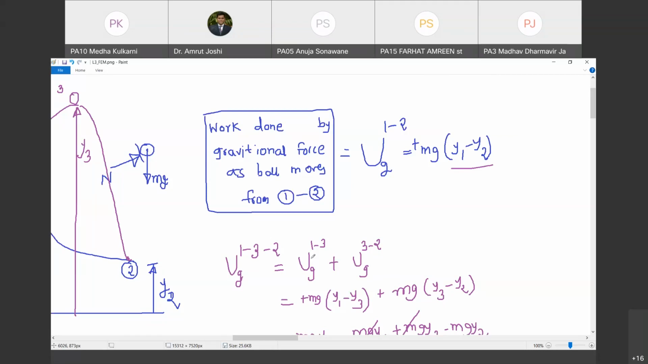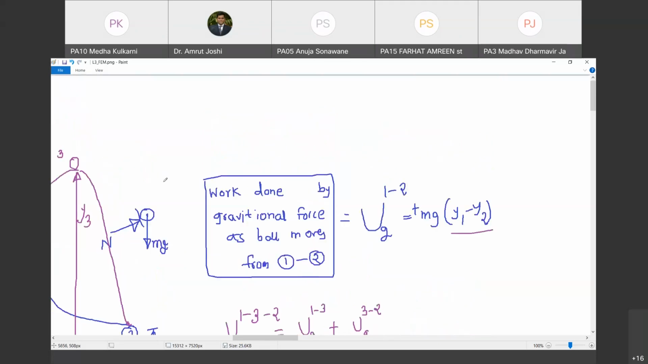Yes sir. Stunning. It can go to any other corner of the world and come back to position number 2, as long as the initial and final positions are 1 and 2. Work done by gravitational force during its travel along any path is going to be mg (y1 minus y2). Happy? Yes sir. Such forces which do work independent of the path followed, where the work done depends only on the initial and final position of the object, are called conservative forces. Are you with me? Yes sir.